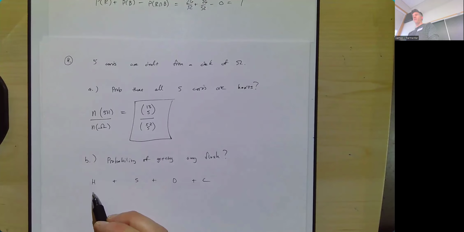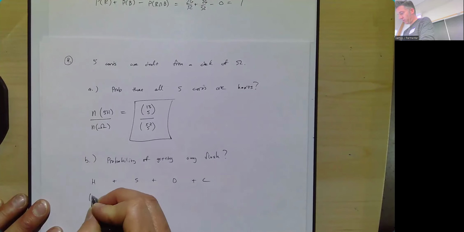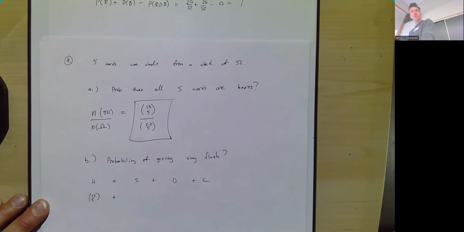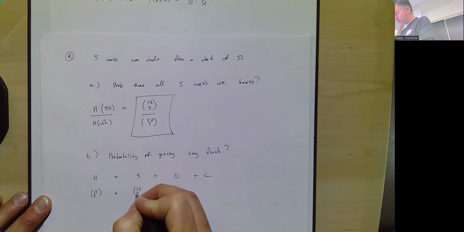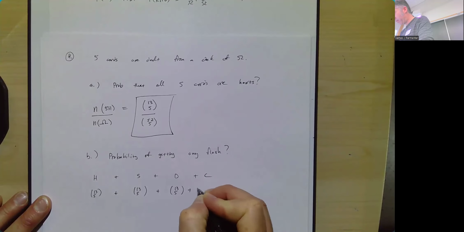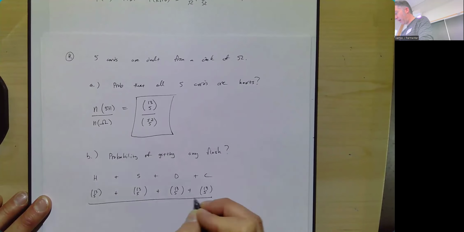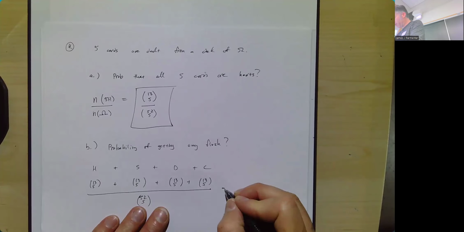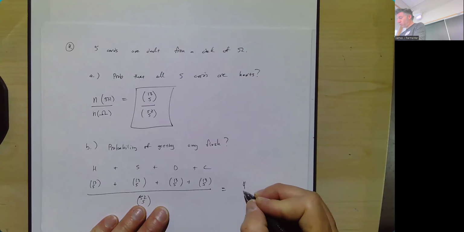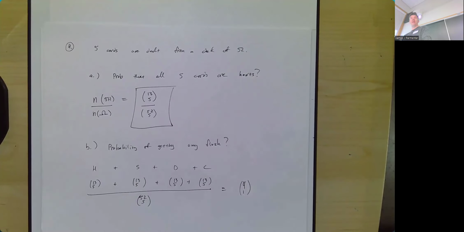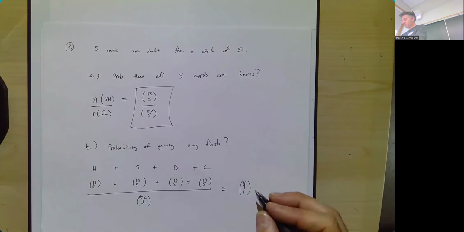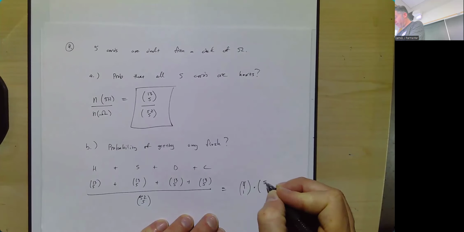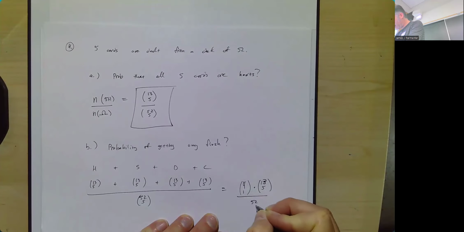So how many ways can I get a heart flush? Right, 13 choose 5. How many ways can I get a spade flush? How many ways can I get a diamond flush? Right, and then a club flush. All of that divided by 52 choose 5. Or more easily written, 4 choose 1, the number of ways of picking a suit. There's 4 suits to pick from. I'm going to choose one of them times 13 choose 5 divided by 52 choose 5.